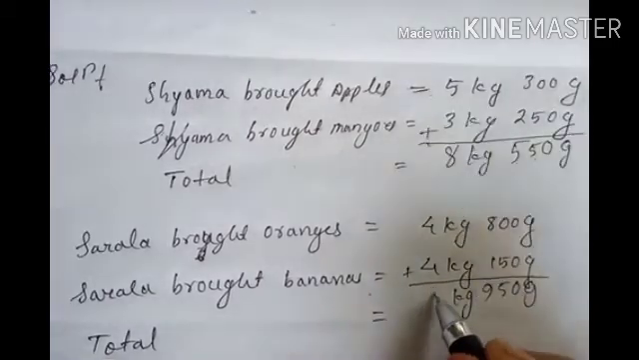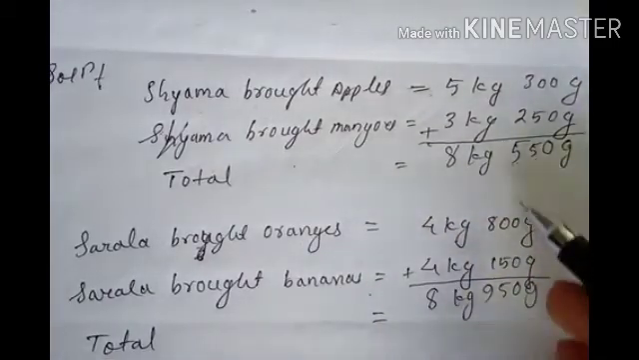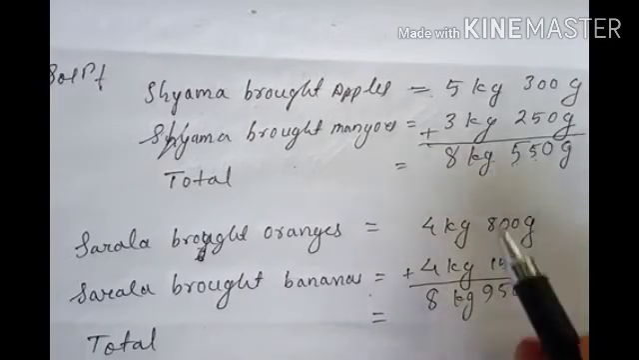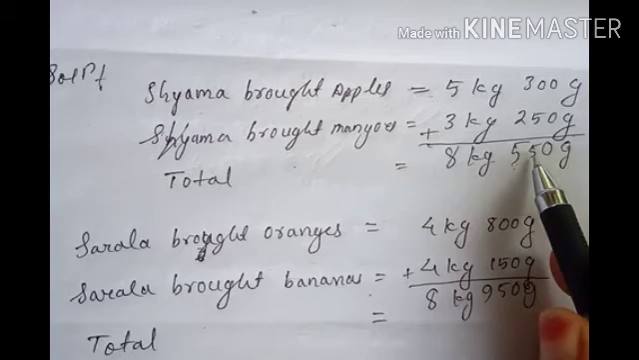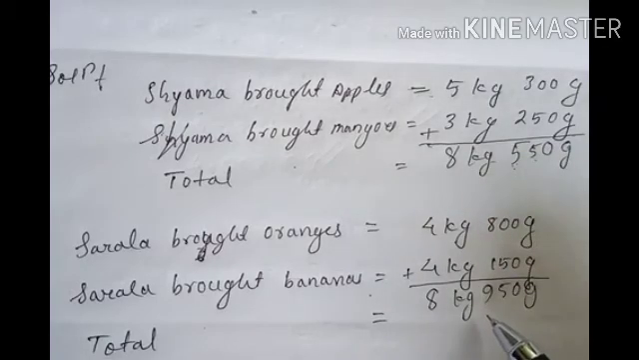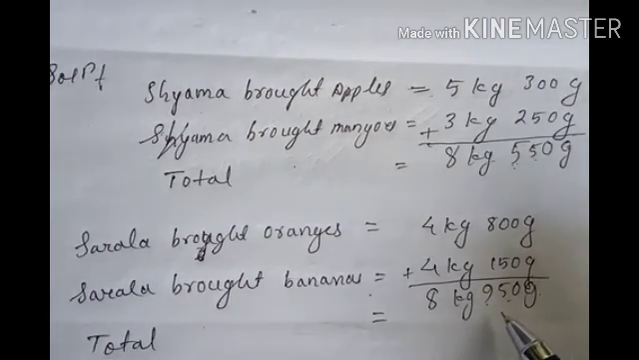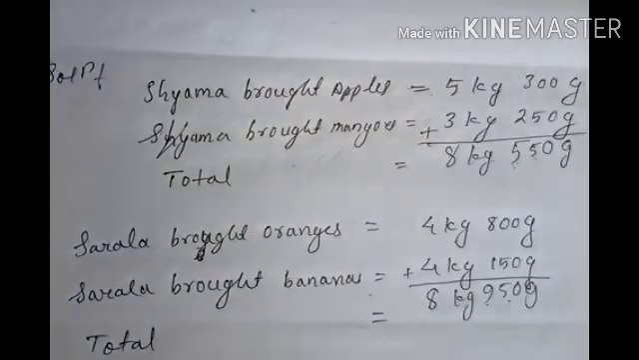In the same way, Sarala brought orange equal to 4 kg 800 gram, and Sarala brought banana equal to 4 kg 150 gram. So the total will be 0, 5, and 8 plus 1 is 9, and kg 4 plus 4 is 8. Now you compare these two, who brought more? Which is greater here? 8 kg, 8 kg is the same, isn't it? So here how many gram? 550 gram, and here how many gram? 950 gram. So which is greater? Sarala's total amount was greater, isn't it? So Sarala is greater.